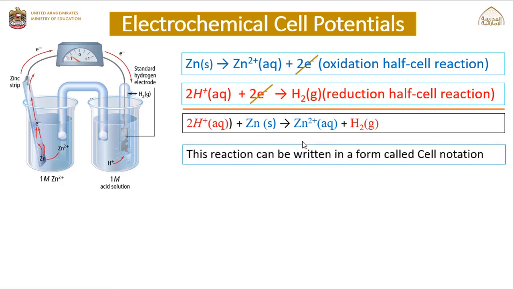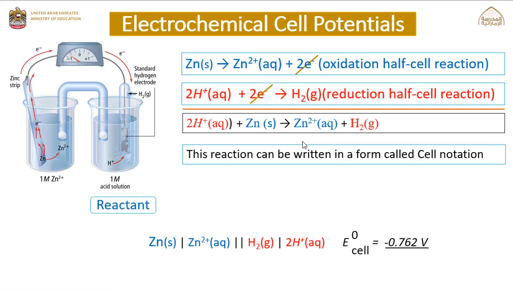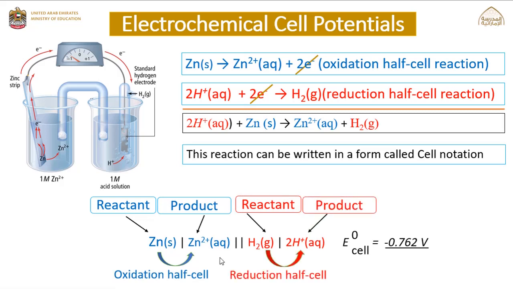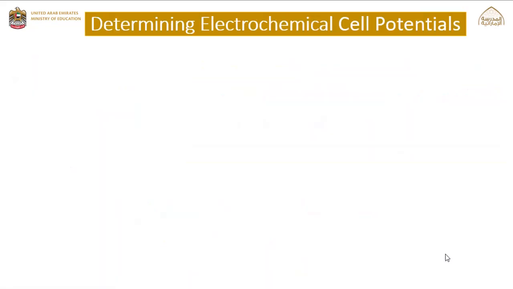This reaction also can be written in the cell notation form. The reactant is Zn solid in the oxidation half cell, which is changing into Zn2 plus aqueous. Whereas in the reduction half cell, the reactant is hydrogen gas, which is changing into 2H plus aqueous. Its standard cell value is negative 0.762 volt. Negative sign indicates oxidation takes place.